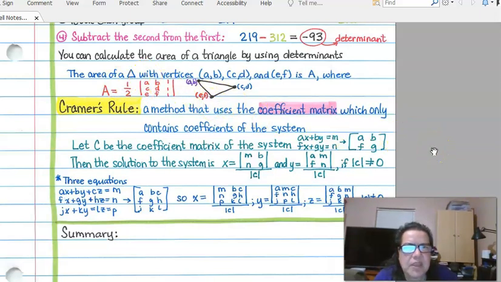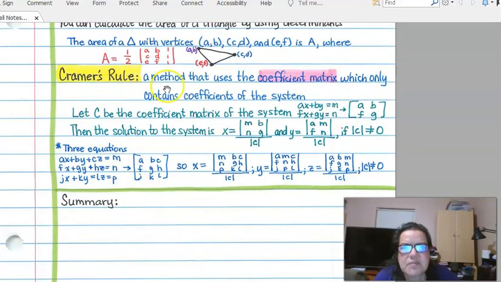So now we can also use Cramer's rule. So what is Cramer's rule? Well, Cramer's rule is a method that uses the coefficient matrix. Remember the word coefficient, it's the numbers in front of the letters. So it's going to be using the coefficient matrix, which only has the coefficients of whatever system of equations you're looking at. So let C be the coefficient matrix of the system.